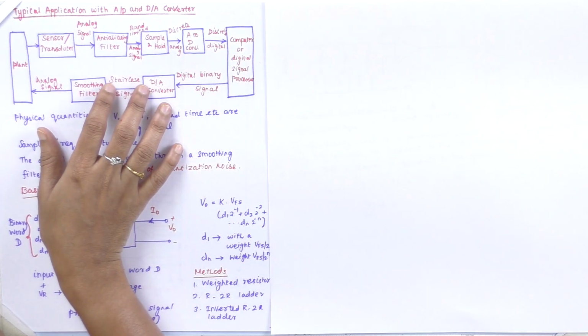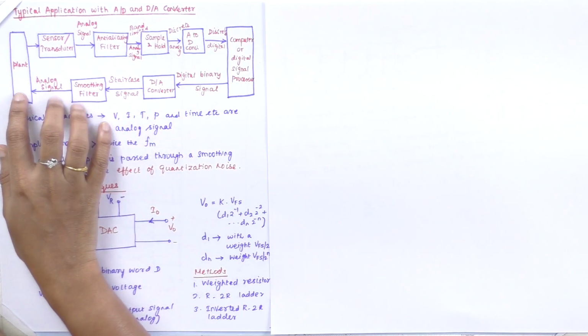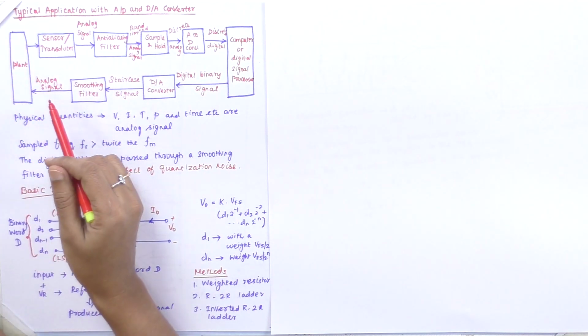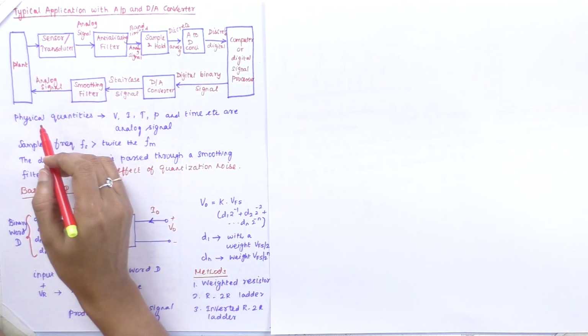In this we are going to see how an analog signal is converted to a digital signal, and how a digital signal is converted to an analog signal. That's why we call it an ADC or DAC. The main general block diagram of this A to D and D to A converter is that the first thing is a plant. It may be a process plant or an industry.